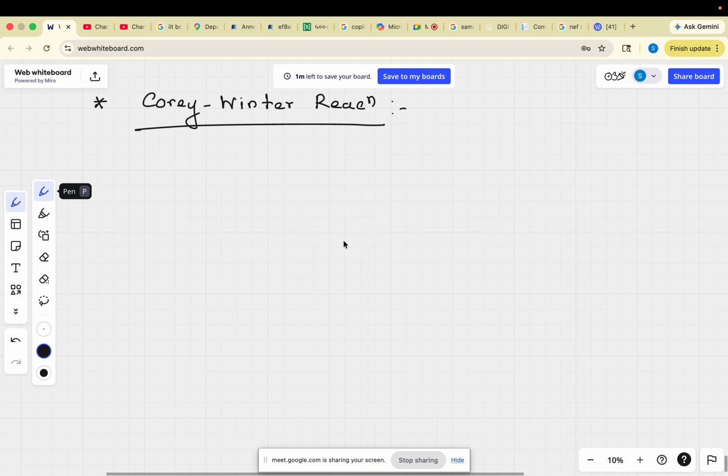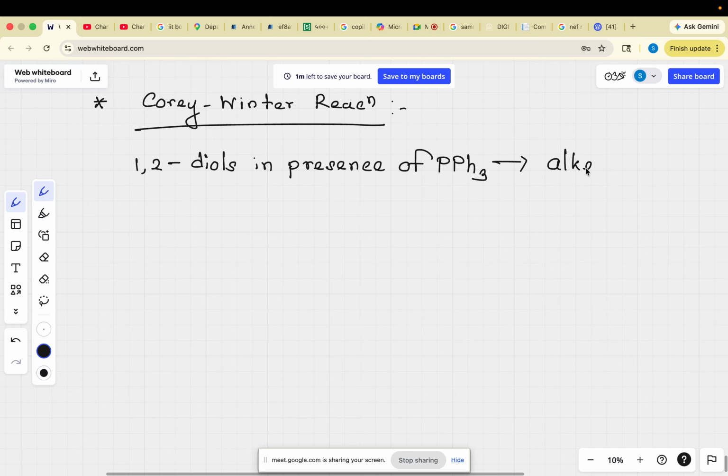Okay, so next we have the Corey-Winter reaction. In the Corey-Winter reaction we have 1,2 diols in the presence of PPh3. 1,2 diol means vicinal diol, basically gem diol and vicinal diol, and you will get alkene compounds from here.